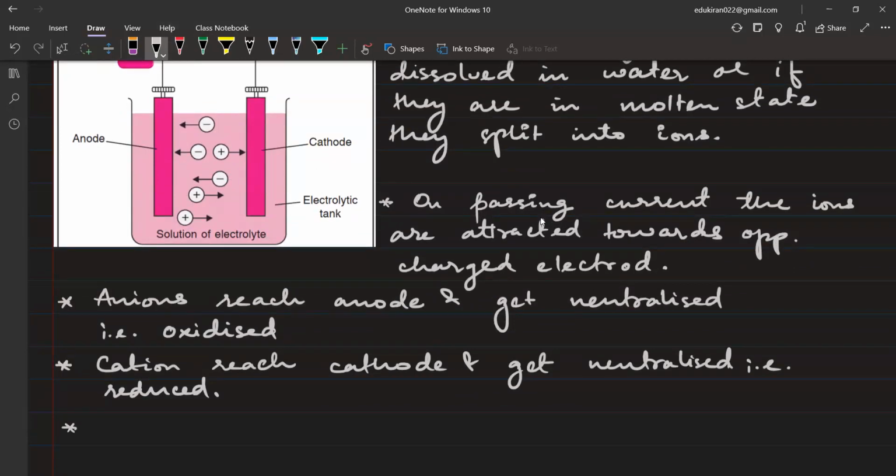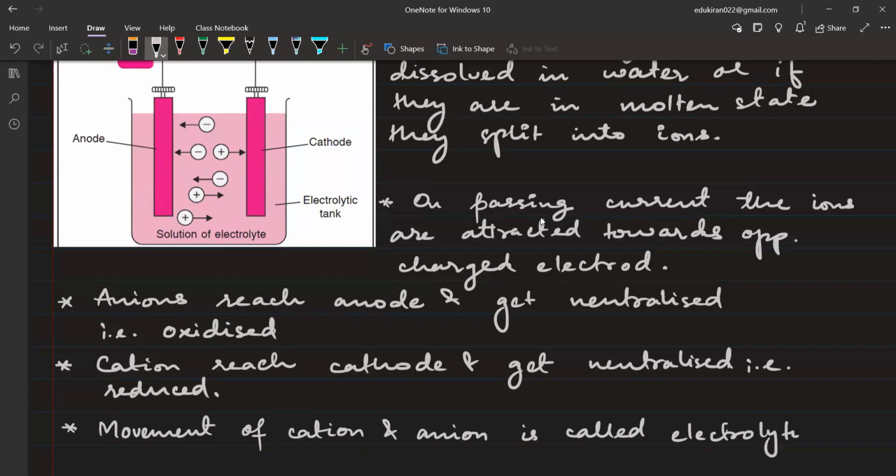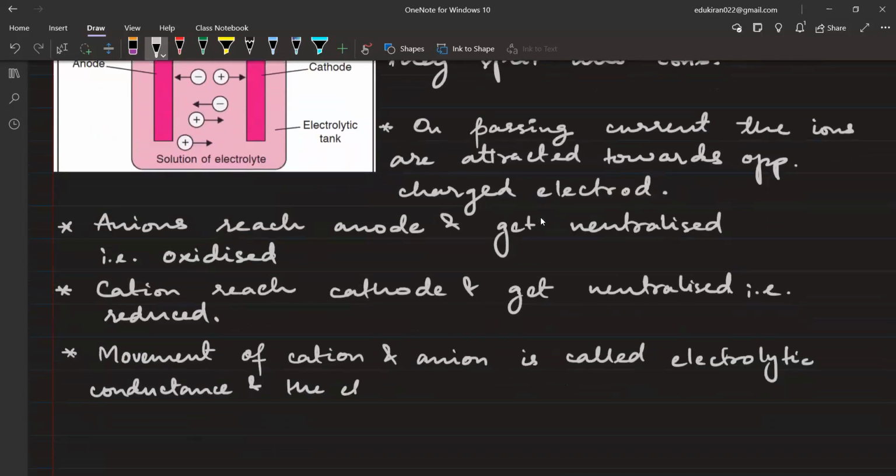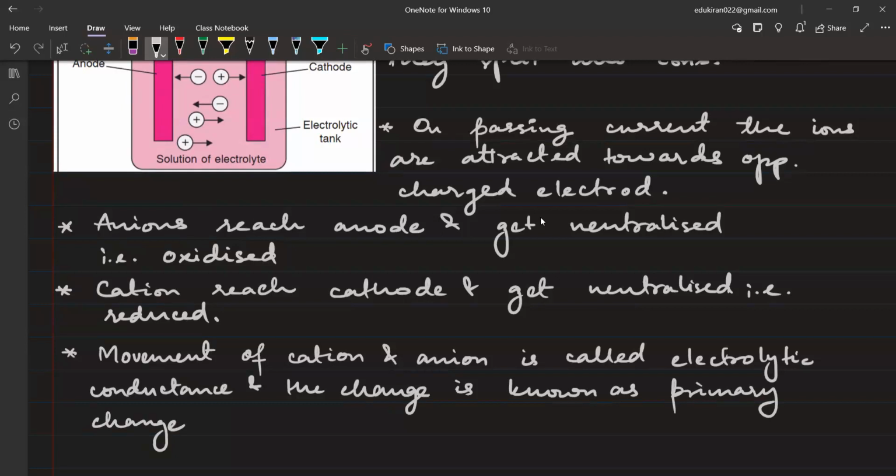Write one more line in this. Movement of cation and anion is called electrolytic conductance, and the change is known as primary change. The oxidation of the anion and the reduction of the cation that is happening, that is the primary change.